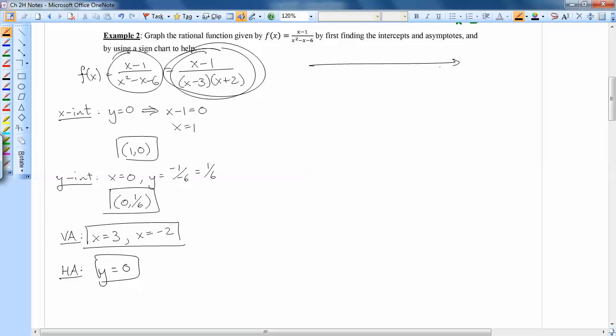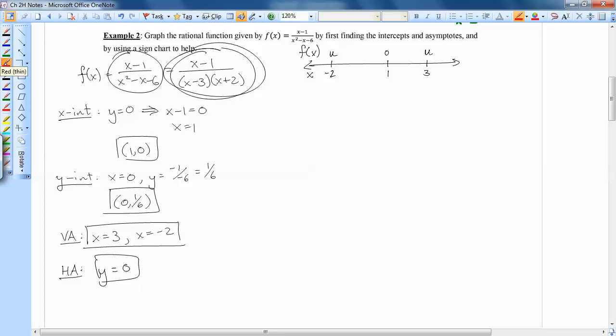So let's make a sign chart. One of the things that we've been doing is always putting the zeros on it, and there's only one zero at (1, 0). So when x is 1, f of x is 0. But now we're also going to put anywhere that it's undefined. It has vertical asymptotes at 3 and negative 2, so I'm also going to put 3 here and negative 2 here. Those are undefined. They're asymptotes there, so I'm going to put that there too.